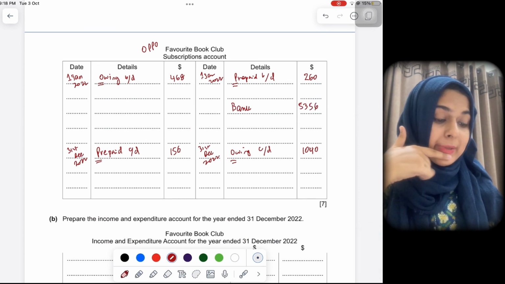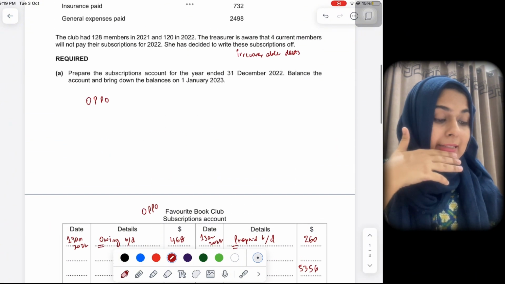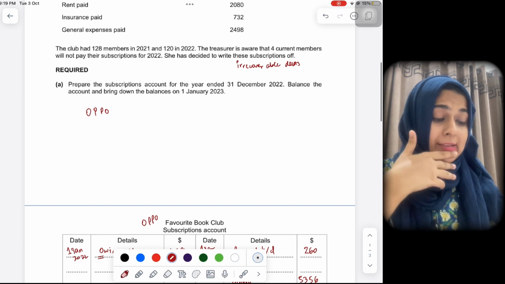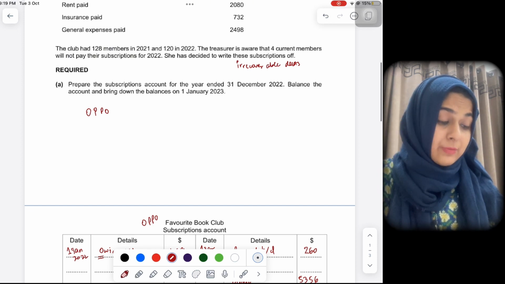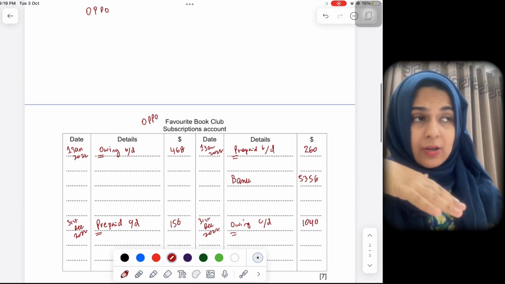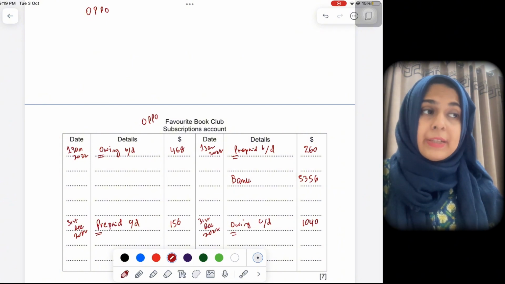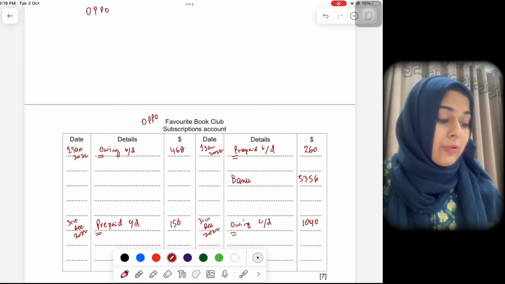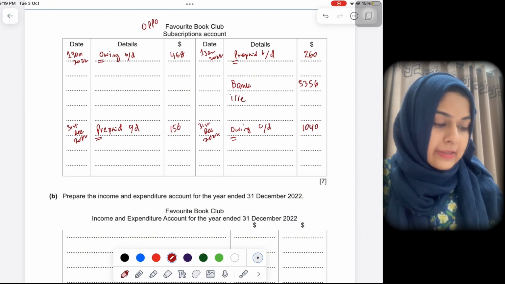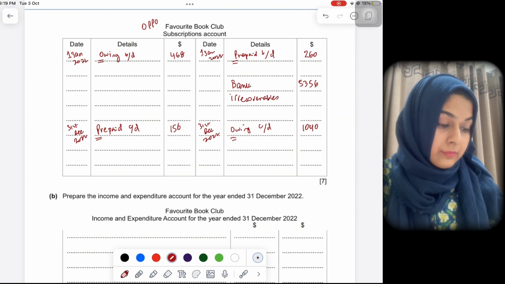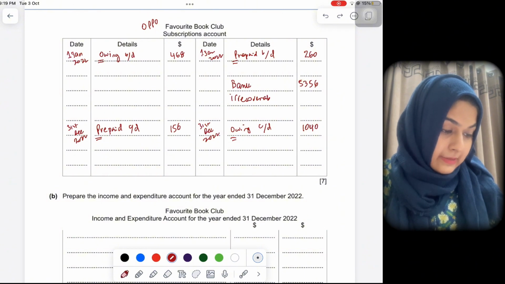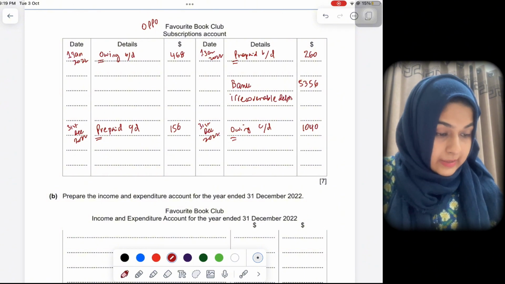Then we have irrecoverable debts. So what they are saying is that 4 members will not pay the subscriptions for 2022. She has decided to write these subscriptions off. So it's fine. The double entry for writing off subscriptions is always irrecoverable debts will be debit, because irrecoverable debts is an expense. So hence subscription should be credited. In the subscription account you write irrecoverable debts.